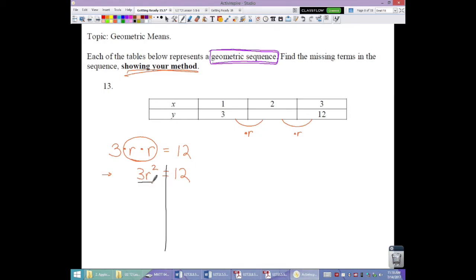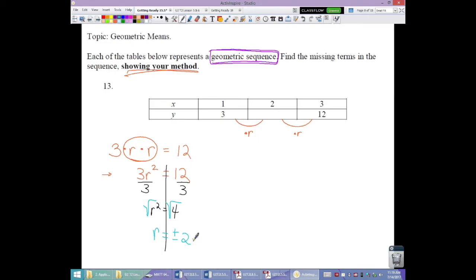Let's see, to solve that, we'll divide both sides by 3. So r squared equals 4. And we need to take the square root of both sides. Now remember, when you take the square root of both sides of an equation, there are always 2 answers. So r is positive and negative 2. What this means is there are 2 possibilities for the r value.